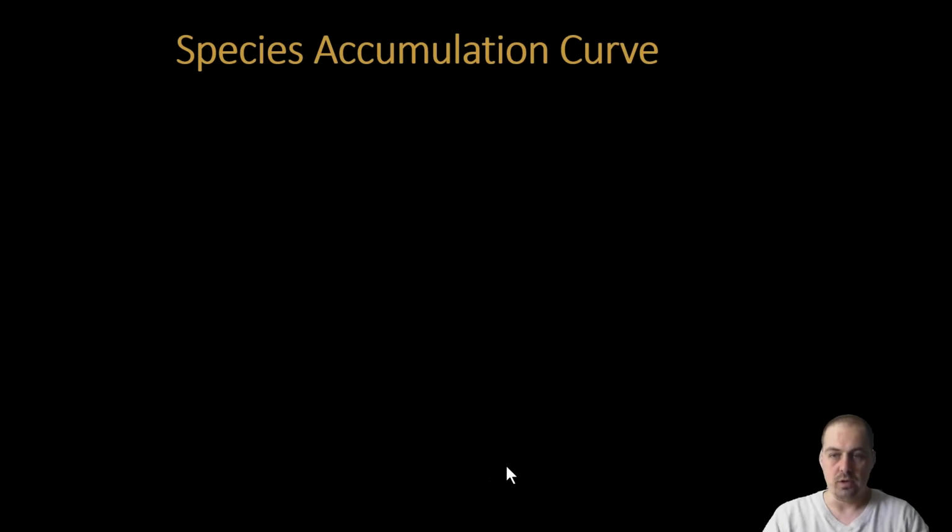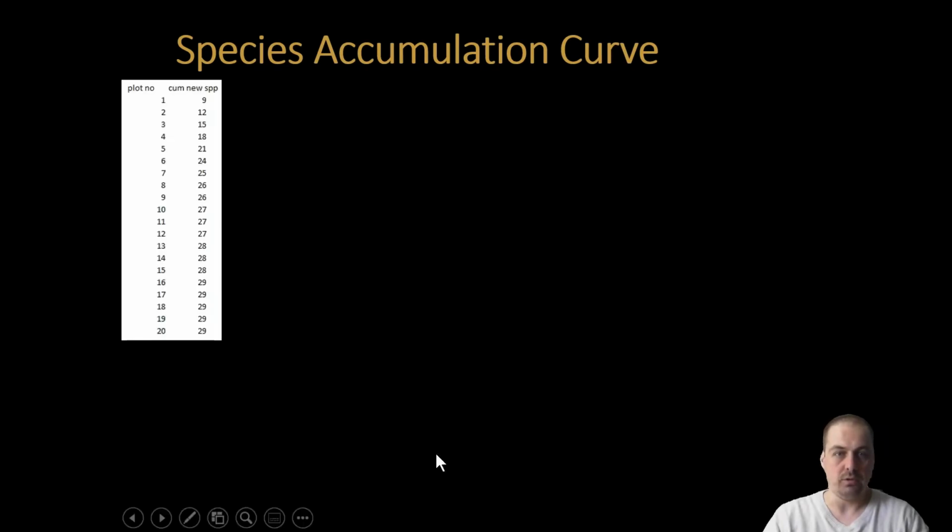So once you have that completed, you just put the values in Excel. So your plot number from 1 to 20 and your cumulative species. So these are just random numbers to give a certain graph, so I can talk about the options or different types of things that can happen. You would obviously put in your values here.